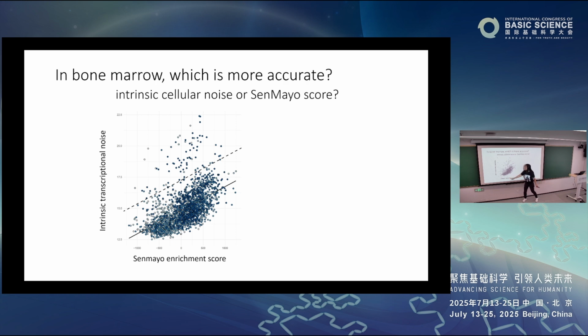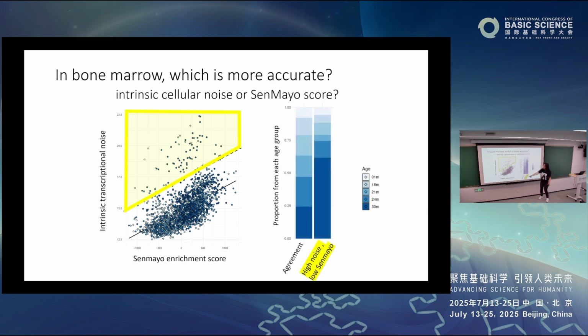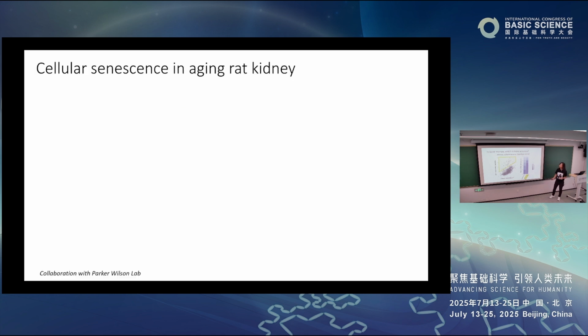Here's the Samayo enrichment score on the x-axis, the intrinsic noise on the y-axis, that's our metric. And you see that they disagree for these cells. These are the cells that we say are very old, but the Samayo score didn't fish them out, right? So if you look at these cells and plot out their age strata, you see they mostly come from old mice. So these were missed by Samayo, but found through intrinsic noise.